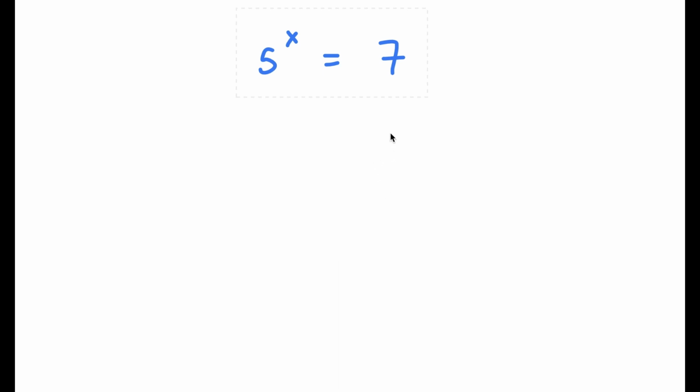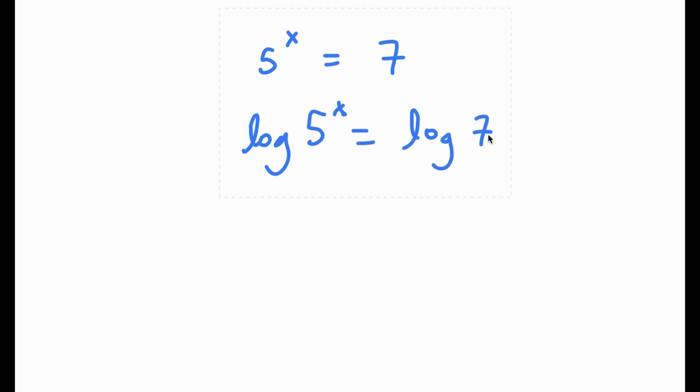Alright, so in this problem, I have 5 to the power of x is equal to 7. So, to start off, I'm going to take the log on both sides. So now I have log 5 to the power of x is equal to log 7.